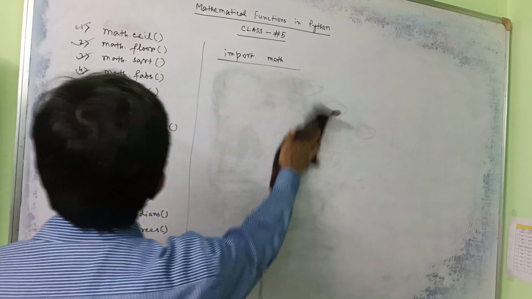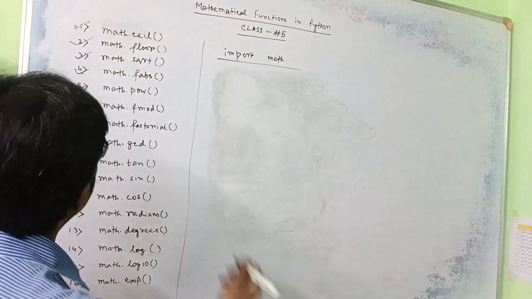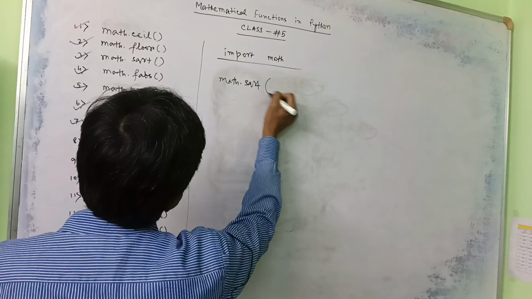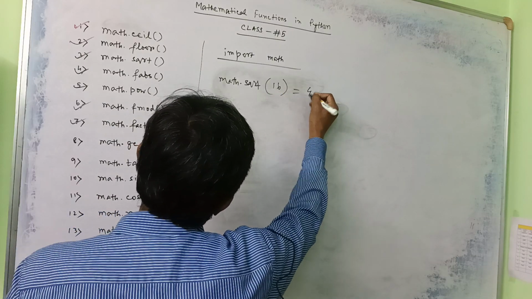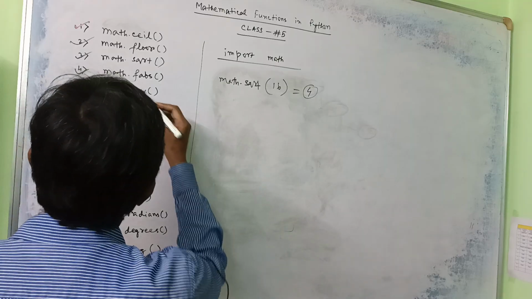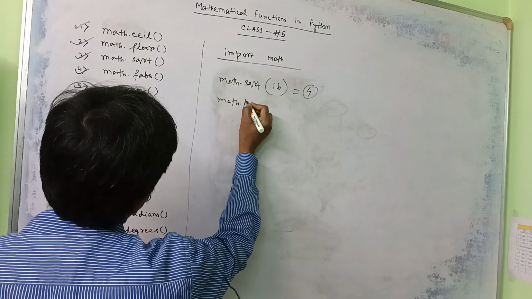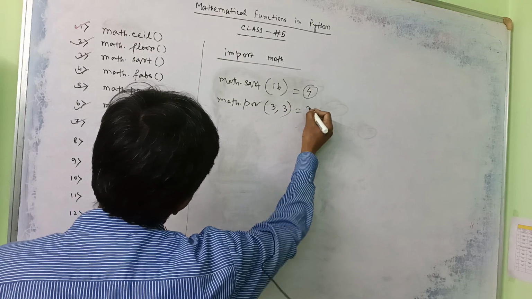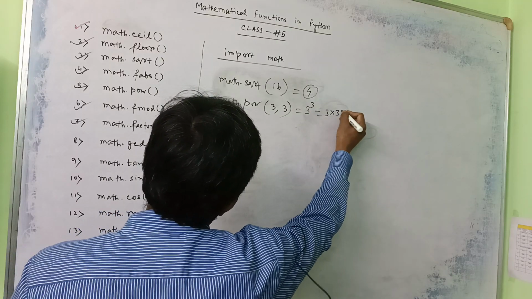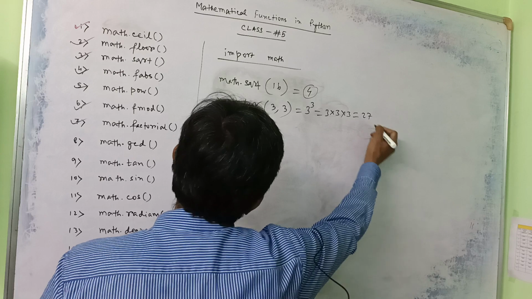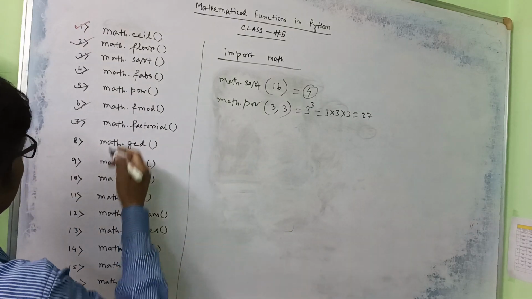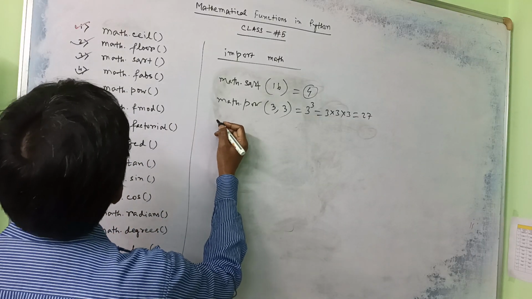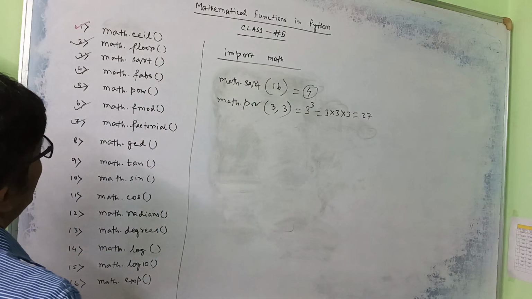Okay, now let's go for the next function, which is sqrt. So math.sqrt, square root. Suppose you write 16, what will happen? The computer will give you 4. Then the math.pow function. Suppose 3, 3. That means 3 to the power 3, that means 3 into 3 into 3, means 27. What value will come? 27. Then math.fmod, fractional mod. Okay, the absolute function I forgot to tell you.